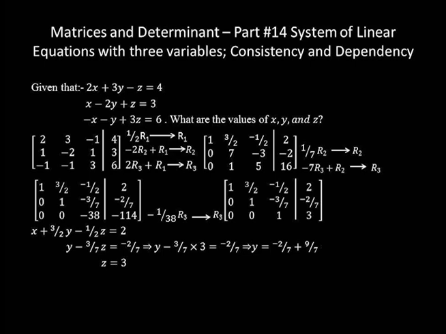The denominators of both fractions are the same, that's 7. So we can simply add the numerators. Negative 2 plus 9 is 7. Hence the fraction becomes 7 over 7, which is equal to 1.